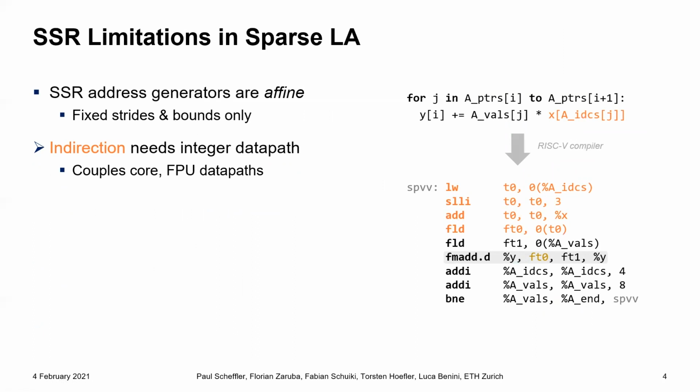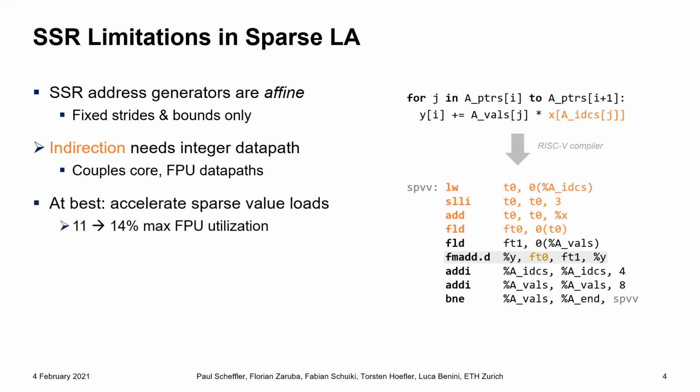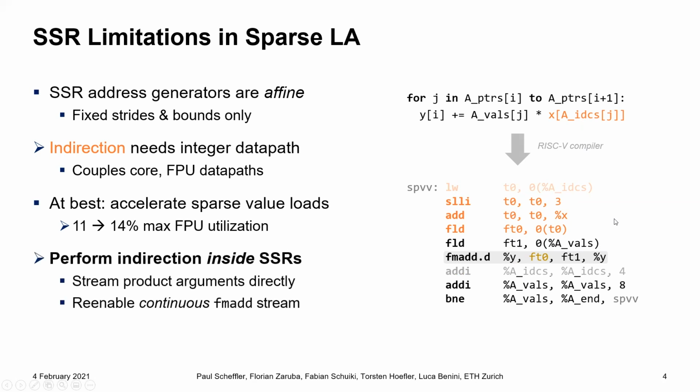And this isn't so great, neither for the architecture in which we evaluated it, nor in out-of-order cores. The best we can do is accelerate sparse value loads, which will raise our maximum FPU utilization in an in-order core from 11 to 14% by eliminating these two instructions here. But ideally, what we would like to do is to perform this indirection inside the SSRs. This would allow us to once again stream the product arguments directly, as we've seen with our dot product example, and re-enable a continuous FMA stream for very high functional unit utilization.